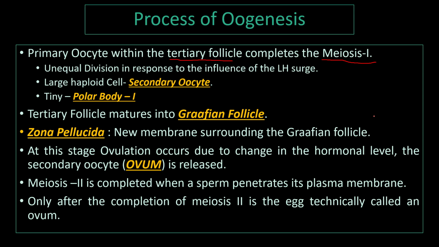So the larger cell is haploid, both of these are haploid, so the larger haploid cell is called a secondary oocyte, whereas the smaller cell, the tiny cell, which is also haploid in nature, is called the polar body, first polar body, or the polar body 1.